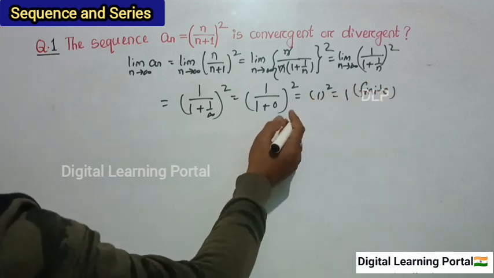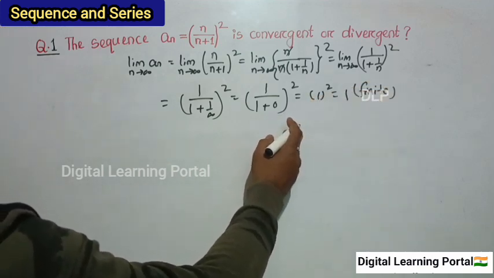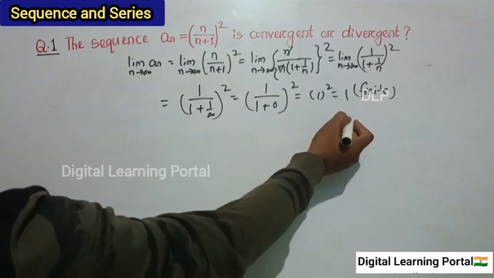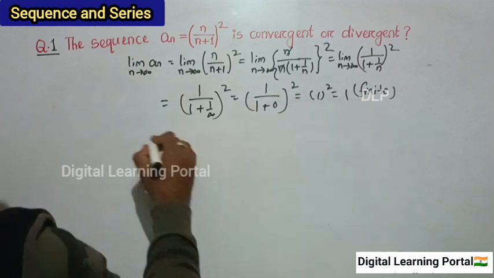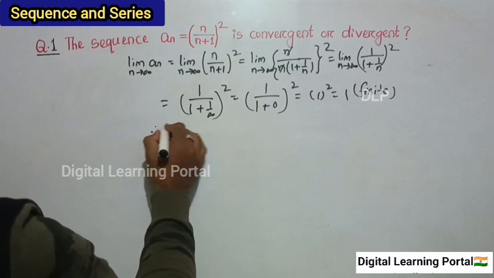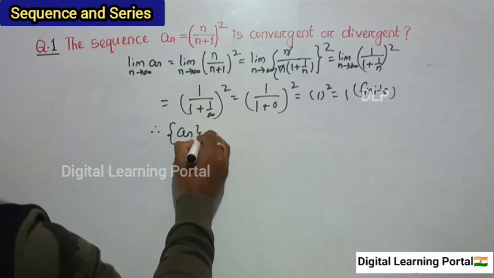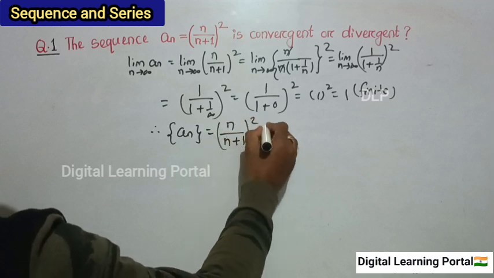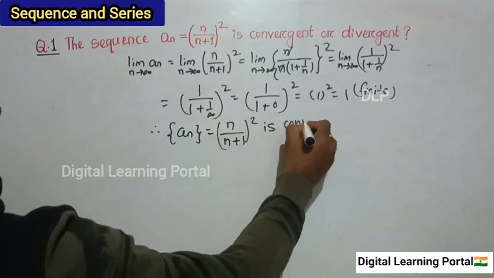By the definition of convergent or divergent sequences, as we have found the limiting value of the general term is finite, the sequence a_n = (n/(n+1))^2 is convergent.